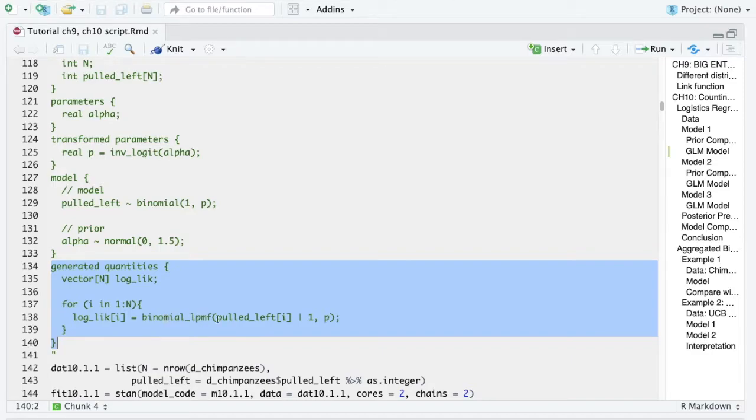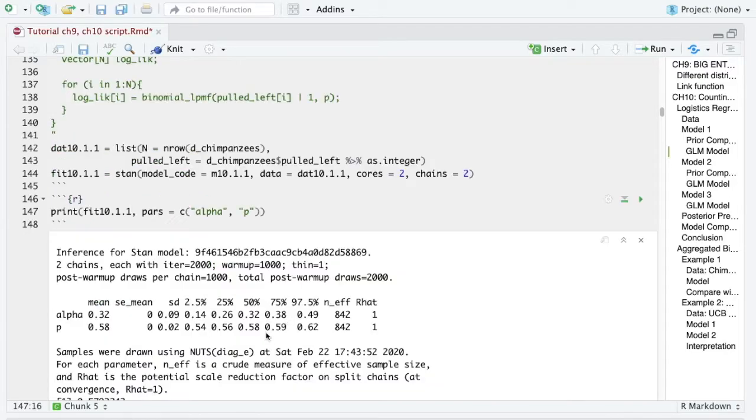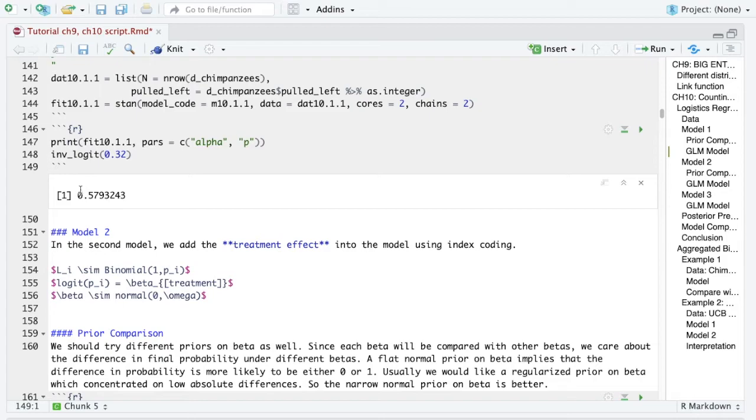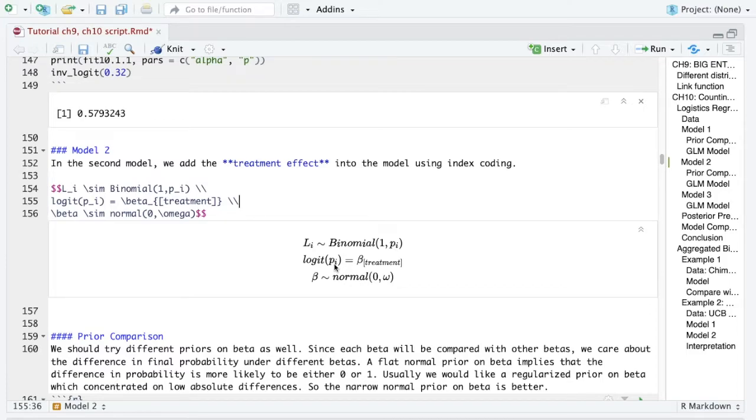In the binomial LPMF function, we also need the y in our observations and the parameters we have in the sampling statement. So you can see that the output of the base model has alpha equal to 0.32 and the probability will be 0.58. If you are not confident about the relationship between alpha and p, you can build in the inverse logit transformation function to see the results. It's again about 0.58.